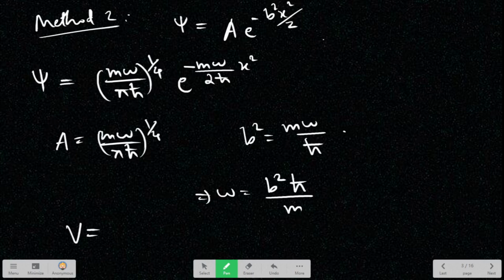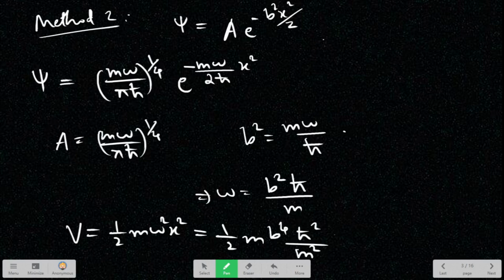V is equal to half m omega square x square for the one-dimensional harmonic oscillator. This is equal to 1 by 2 m. Omega square is b raised to 4 h bar square divided by m square into x square. So m cancels. This implies V is equal to b raised to 4 h bar square x square divided by 2m.